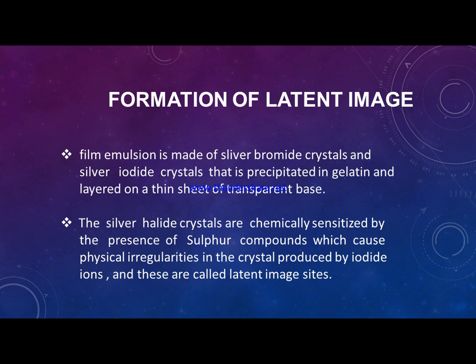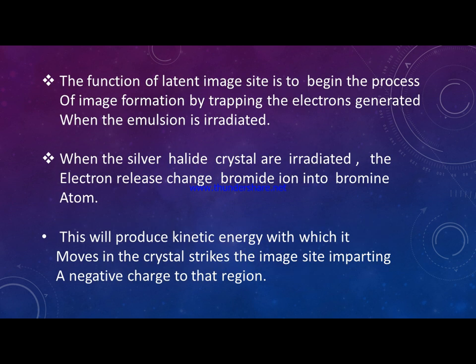Formation of a latent image. In latent image formation, the film emulsion is made up of silver bromide crystals and silver iodide crystals that are suspended in a gelatin and layered on a thin sheet of transparent base. The silver halide crystals are chemically sensitized by the presence of sulfur compounds, which cause physical irregularities in the crystal produced by iodide ions, and these are called latent image sites.